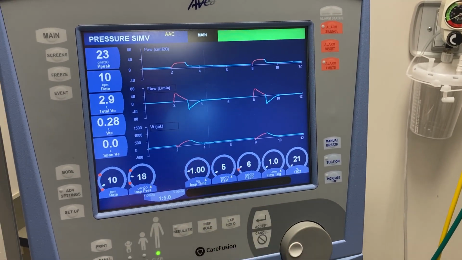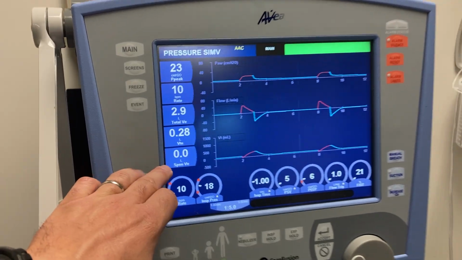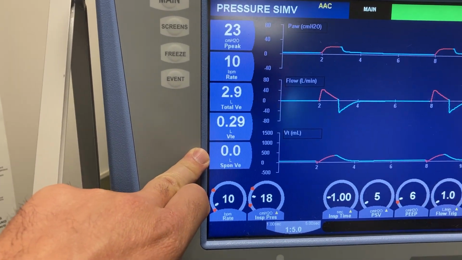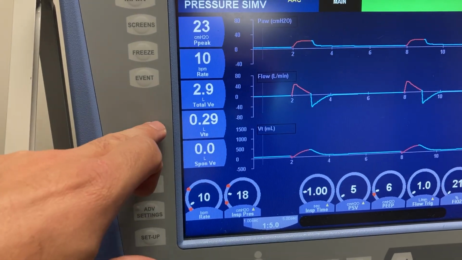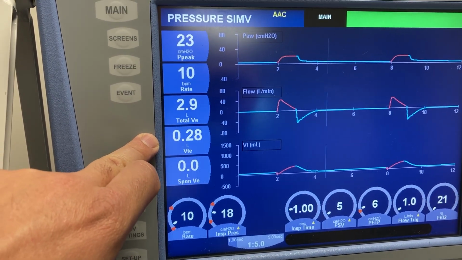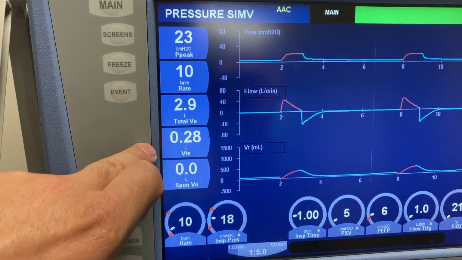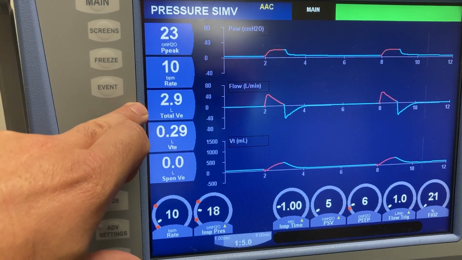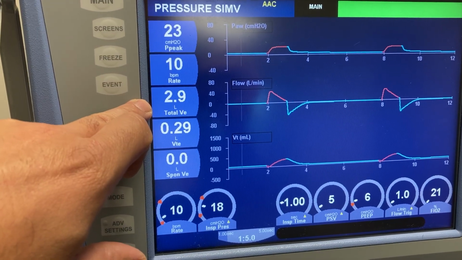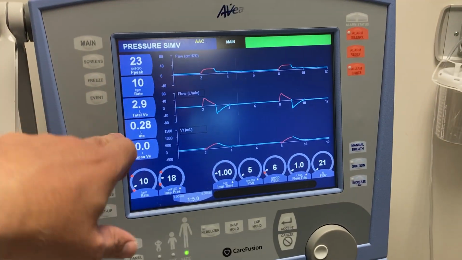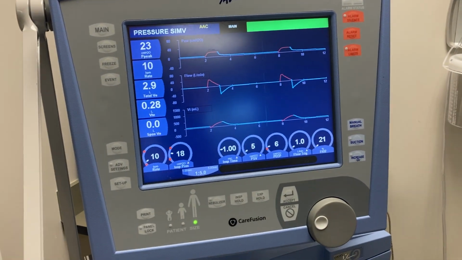So if I give a pressure support of 5, and I'm going to change it, so you'll notice here that we have a spontaneous minute ventilation, and it's reading 0.0. Our exhaled tidal volume, for all intents and purposes, is roughly 280 cc's or 290 cc's, and you know that minute ventilation is respiratory rate times tidal volume, and it calculates our minute ventilation for us at about 2.9 liters per minute for this particular setup that we have.